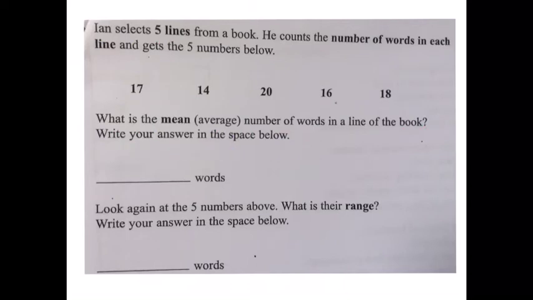So again, step 1 is to add all of those numbers. So we've got our 20 plus 17 is 37. 14 plus 16 is 30. And we have to add on the 18. So remember, your first step to working out the mean is to add all of the numbers. 7, 0 and 8 is 15. 1 over. 3, 3, 1 and 1 is 8.